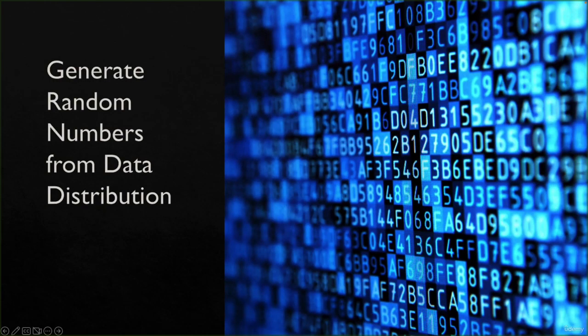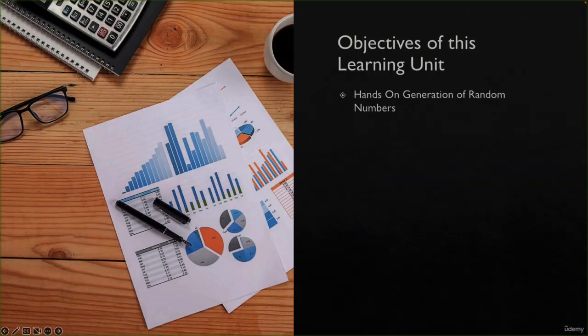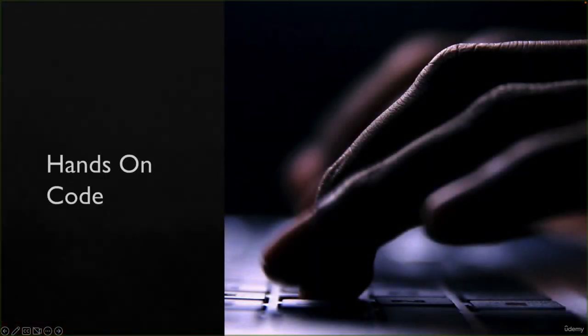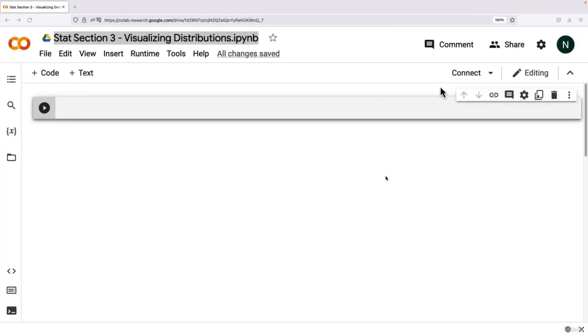In this video, we are going to generate the random numbers and visualize the various distribution functions that we have got. So this will be a hands-on video where we are going to generate the random numbers. So let's start coding and let's go directly to the Google Colab and I'll start coding the same. So I'll switch to my Google Colab screen.